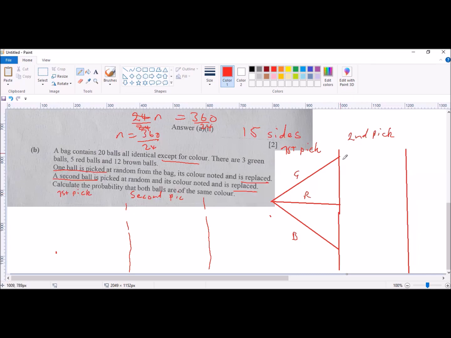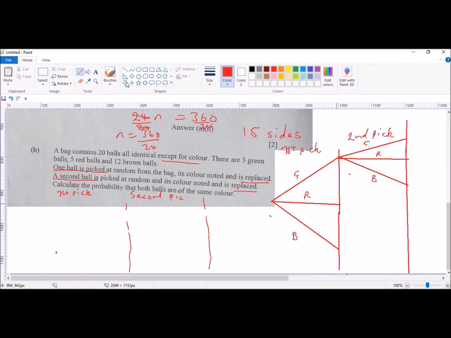Now, for each green, we can have a second pick, which is a what? Okay. Let's put a straight line there. We can either have, again, a green, a red, or brown.